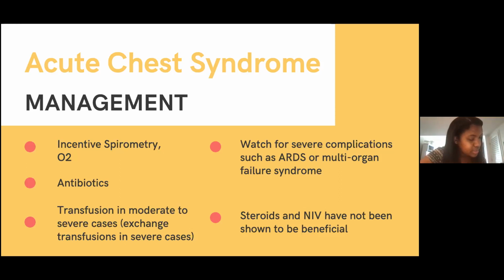All right, I see some questions in the chat. So what's the SpO2 target for ACS? 92% or higher. That's our SpO2 goal. And so if patients are below that, we should have them on oxygen.